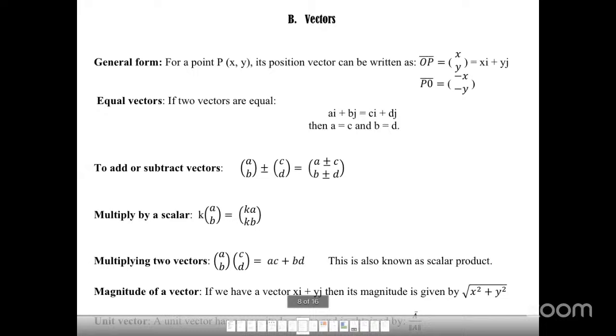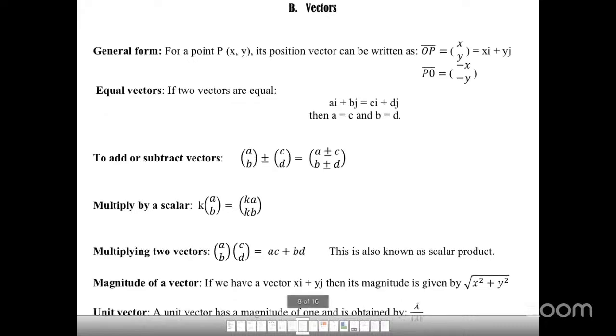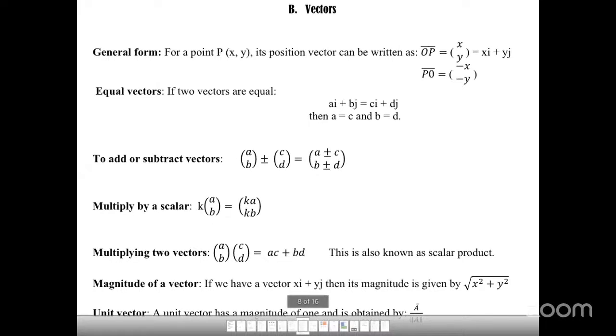Alright, so we need to remember a few things about vectors. OP, we call OP a position vector. So for example, if I give you O here and a point P, O to P is what we call the position vector. Let's go over this first.